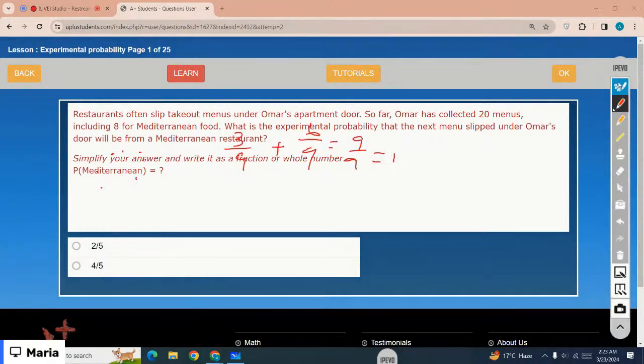You have to calculate the probability of Mediterranean. So the total outcomes are 20, and out of them, 8 are Mediterranean food. So let's write it in simplified form. That is 2 times 4 is 8 and 4 times 5 is 20. The correct option is 2 over 5. Option number 1 is the correct option, right? That is 2 over 5. Got it?